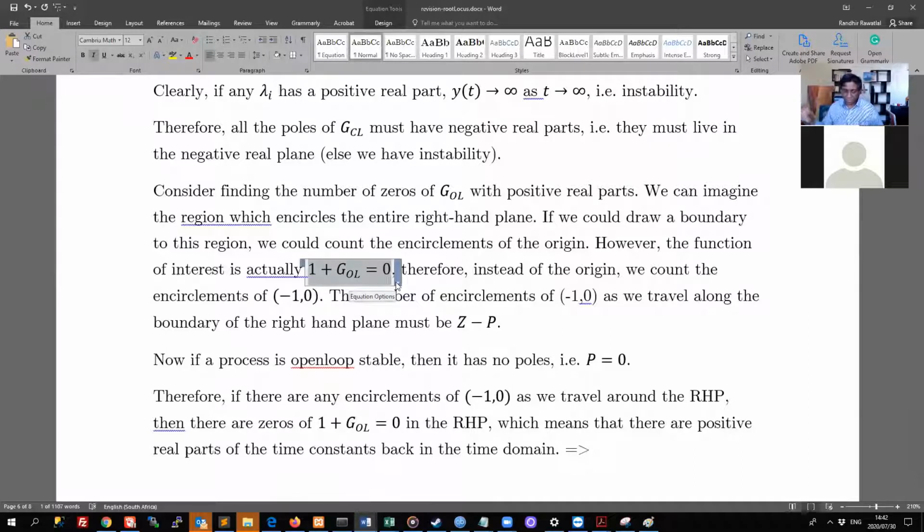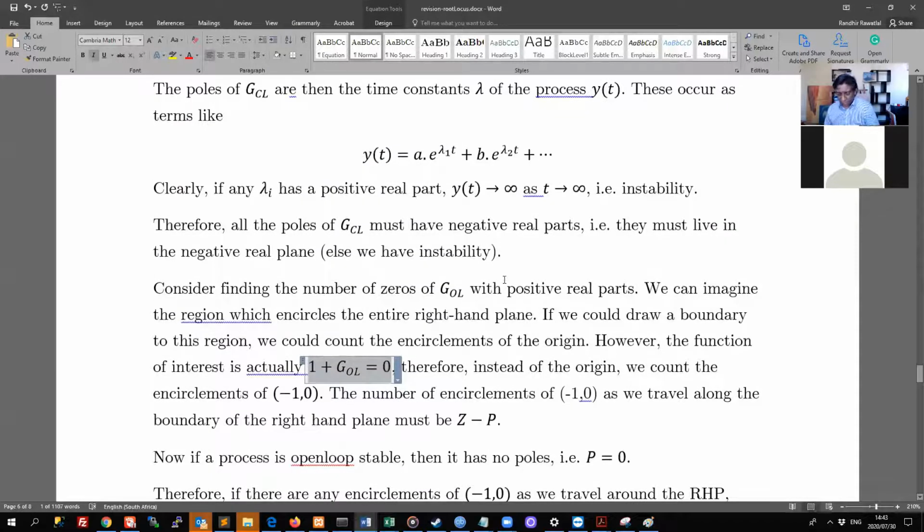Remember, we are looking specifically at the right-hand plane. So if we have a 0 in that right-hand plane, then that means we have a pole in the closed loop in the right-hand plane, which means it's going to be unstable. So that's the motivation for looking at encirclement of -1, 0. Any questions or comments on that?